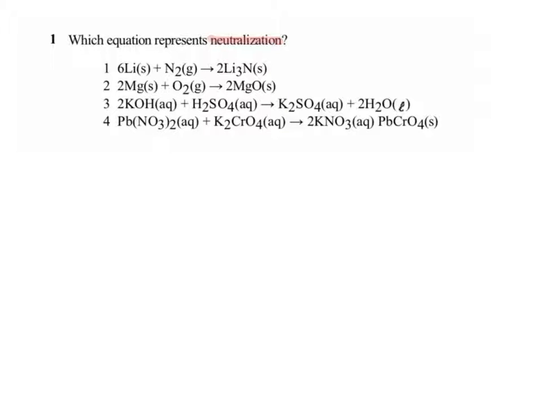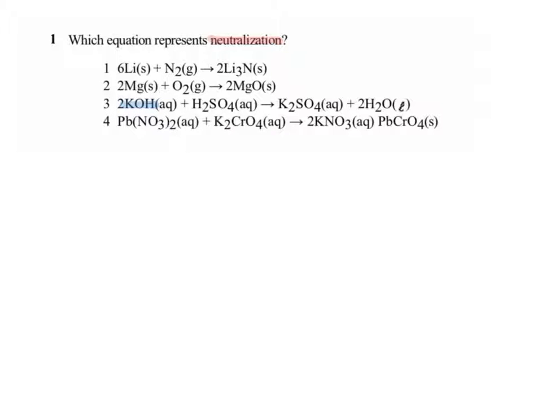We look at the first choice. We have a metal and a non-metal, and we got this salt of some sort, right? There's no water being produced. So that is not going to be our neutralization reaction. In the next one, we have a metal and a non-metal giving us a salt as well. So that's not a neutralization reaction.